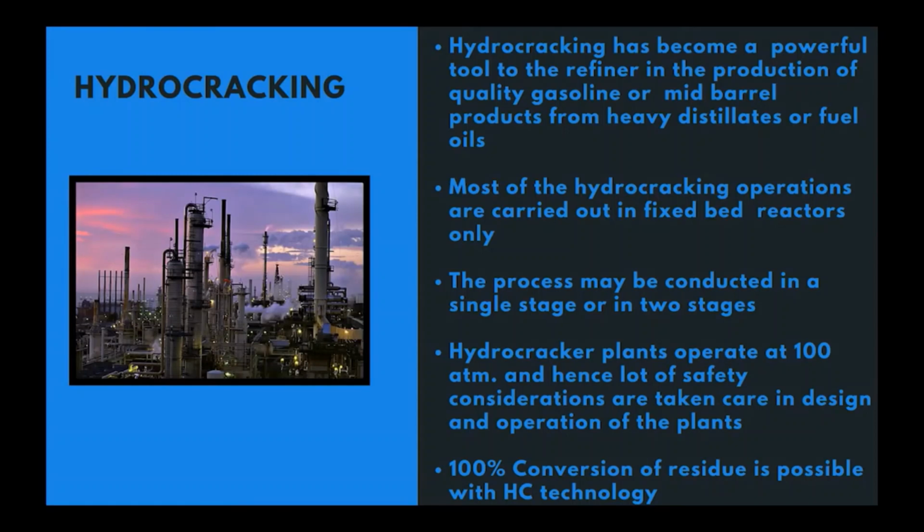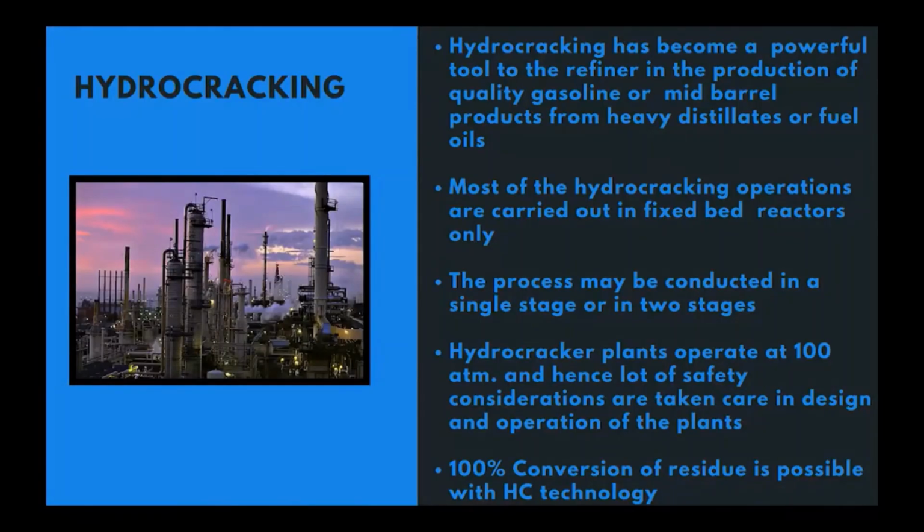This process may be conducted in single stage or double stages. The hydrocracker plants operate at more than 100 atmospheres, and a lot of safety considerations are put in place to address any kind of eventuality. Here, if we have a once-through process, then 100% conversion of the heavy oil is possible. Of course, since the unit is operated at 100 atmospheres, the metallurgy, the thickness of the reactor and all the other equipment have to be appropriately designed.